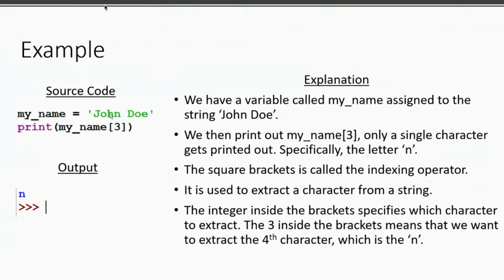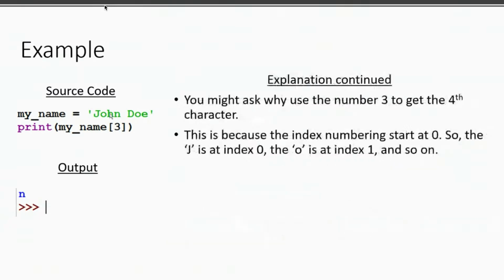We have a variable called my_name assigned to the string "John Doe". We then print out my_name, open square brackets, 3, close square brackets, and only a single character gets printed out, specifically the N. The square brackets are called the indexing operator. It is used to extract a character from a string. You might ask why the 3 is used to get the 4th character, and this is because the indexing numbering starts at 0. So the J is at the 0 index, the O is at the 1 index, and so on. Everybody with me? Yeah. How are my 2 females with me?